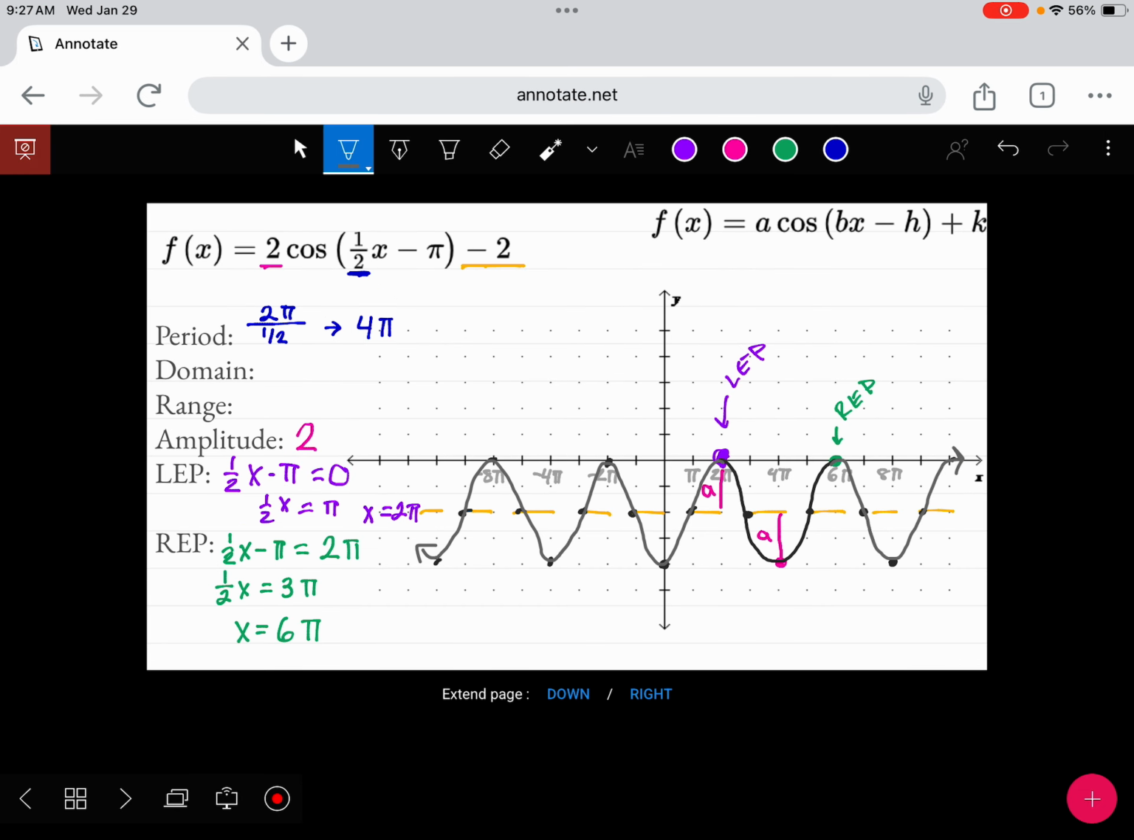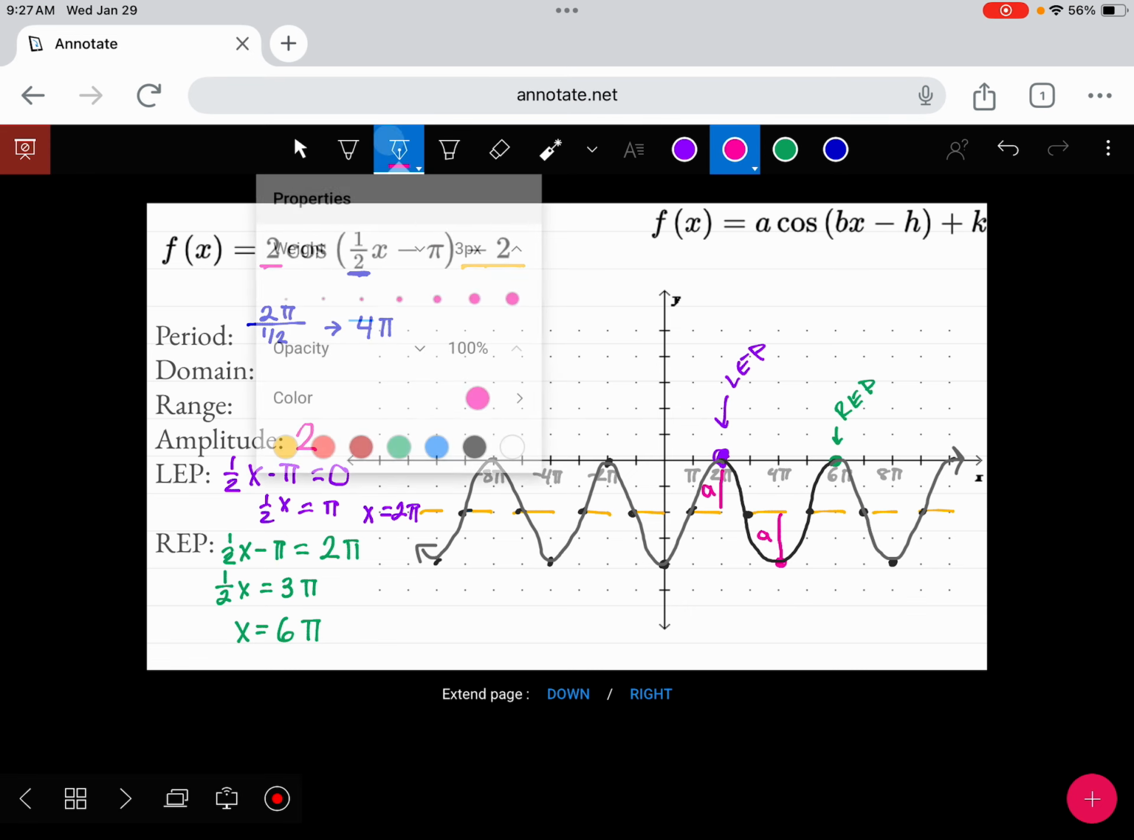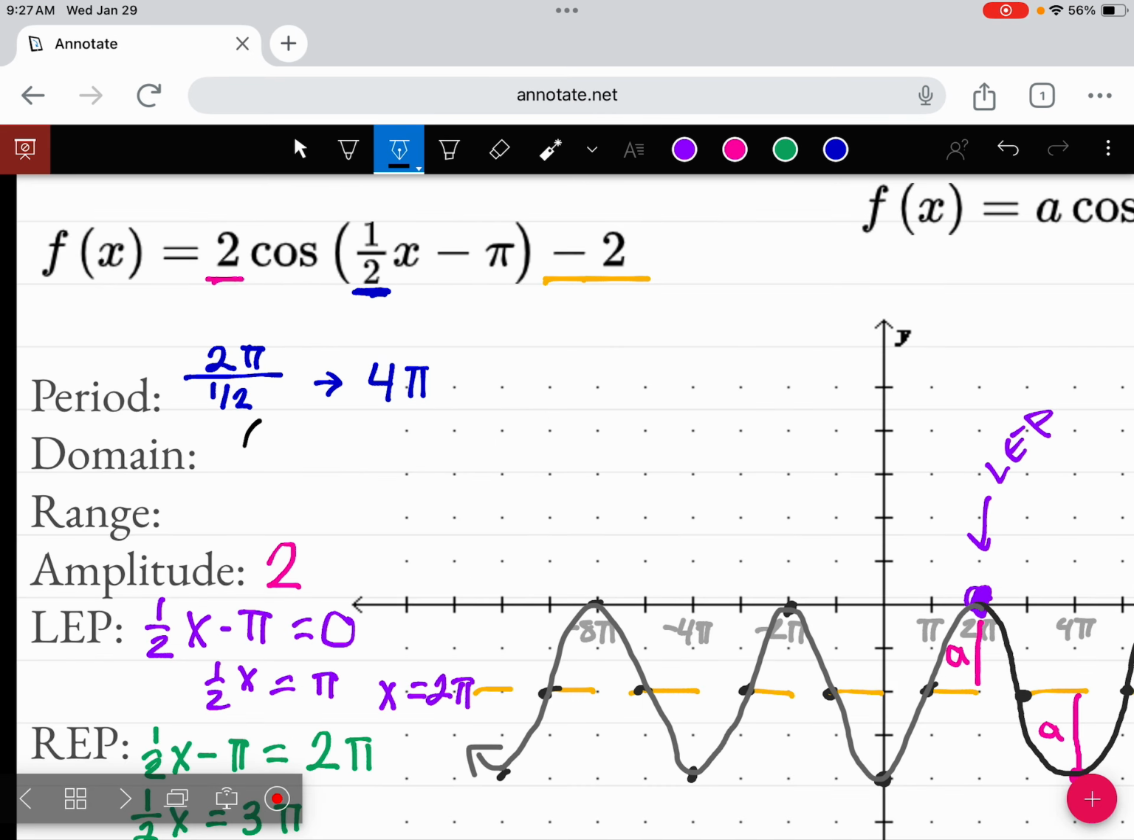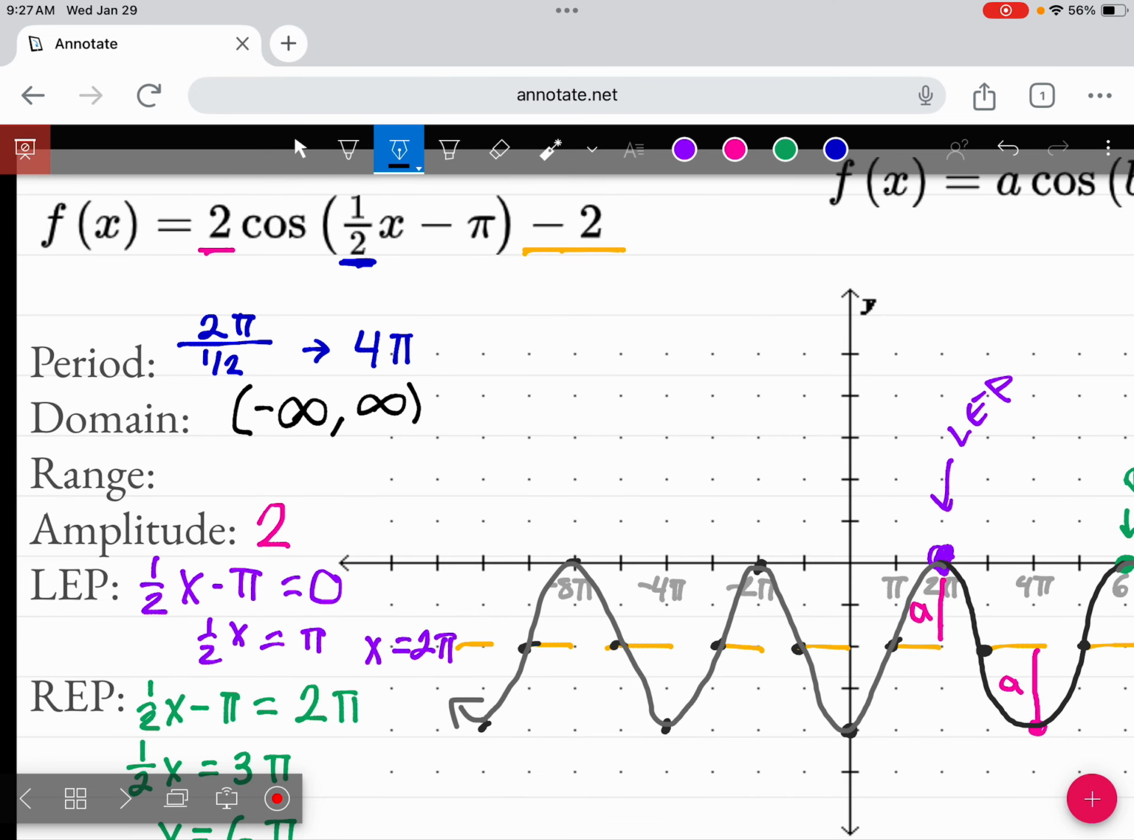So what is the domain of this cosine function? Negative infinity to positive infinity. For sine and cosine, it will always be negative infinity to positive infinity. What is our range on this one? -4 to 0. So the range is going to change based on what our transformations are. But our domain is going to be from negative infinity to positive infinity.